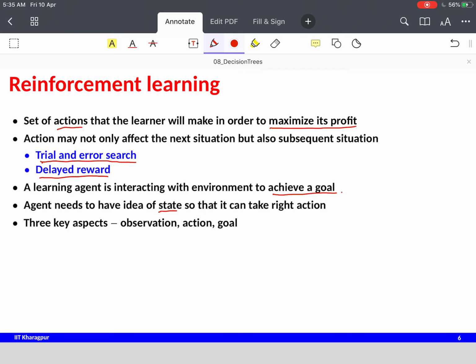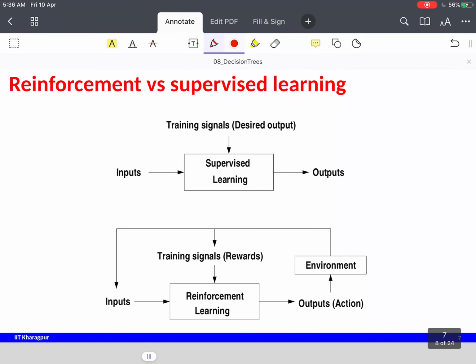The agent needs to have the idea of state, because the moves it can make also depend on the state. So it needs to identify the current state, and decide the action so that it can achieve the maximum reward. So three important aspects of reinforcement learning are the observation, that is, what is the outcome from the environment, what actions I am making, and what is my goal. These three are the important aspects of reinforcement learning.